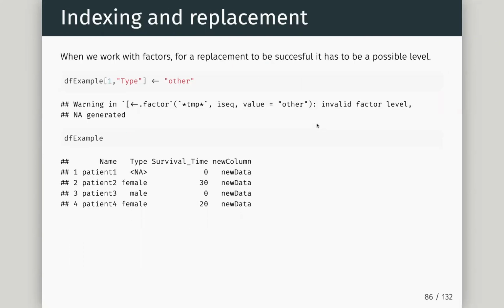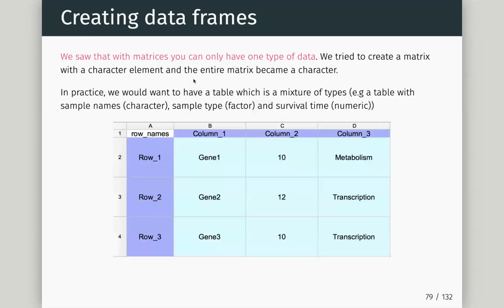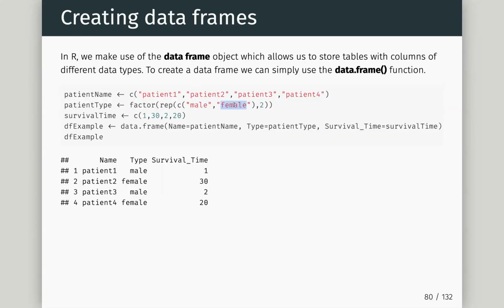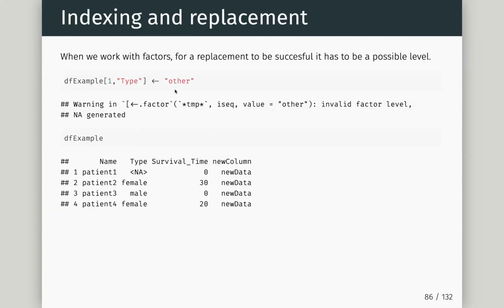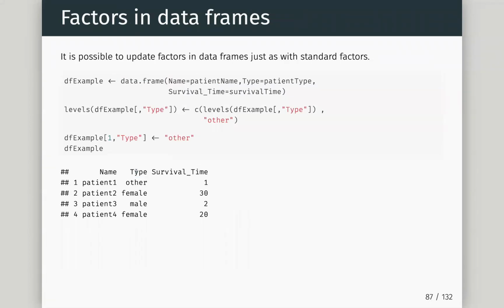When we start to work with this, we're going to have the same issues as we had with other factors. So we're going to get this NA issue, and that's because in this case, I'm trying to get that first row from the type column. I want to replace it with "other". That wasn't in the levels we originally had. I don't think I set levels, but there was only male and female in that factor originally. So I can't just replace it and put "other" there. It's going to give me an error and put NA there.